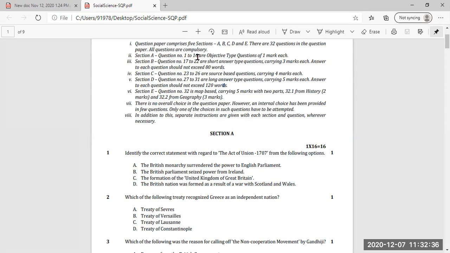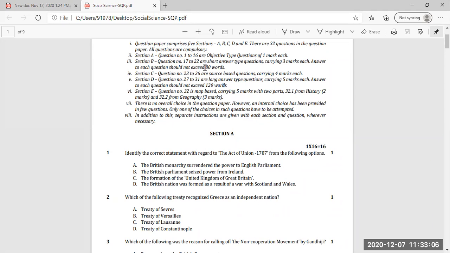The question paper comprises 5 sections: A, B, C, D, E. There will be 32 questions overall and all questions will be compulsory. Section A, question number 1 to 16, are objective type questions of 1 mark each. As in the previous paper pattern, objective type questions were there in section A. The same way section A is here also, but only 1 to 16 questions will be there now.